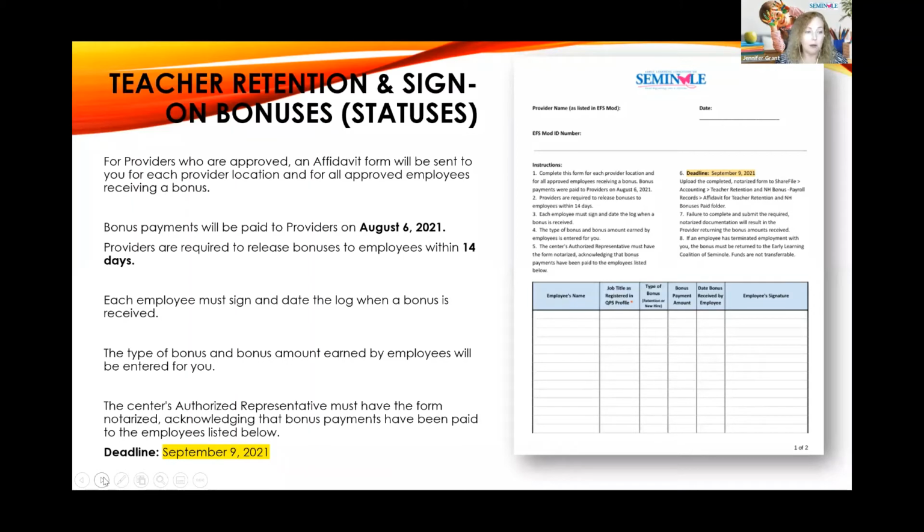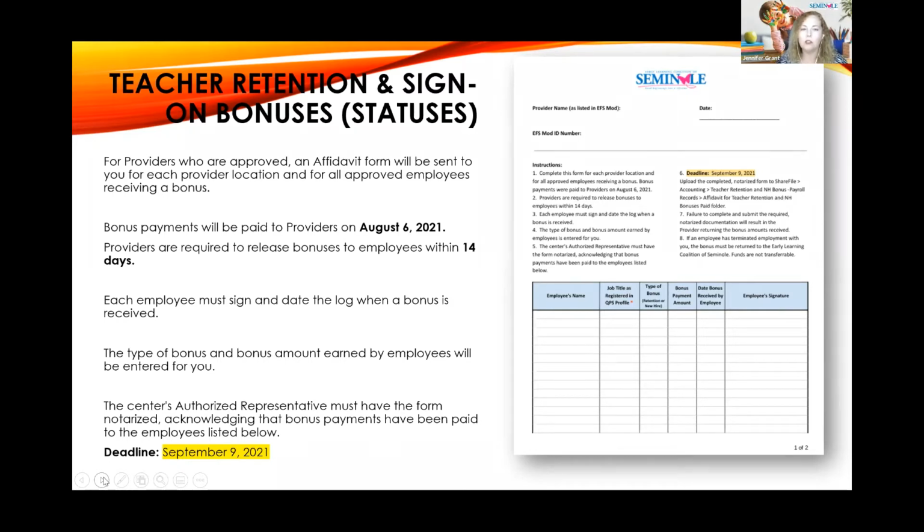I see a question: what if an employee has quit or moved out of state? If they are no longer with you, this is a retention bonus, so the intention is that they're still with you. If they're no longer with you, we'd like to get those funds back and use them for other purposes. Thank you for the question. And again, we're happy to work with you.